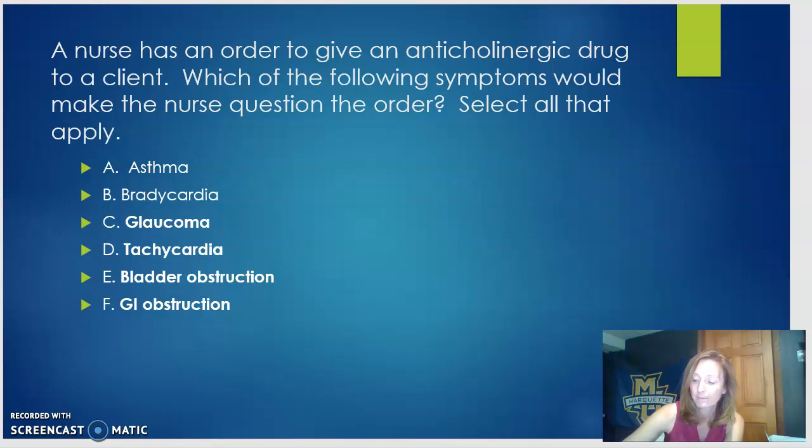Now, if someone had bladder obstruction or GI obstruction and received an anticholinergic drug, their bladder or their GI could be obstructed even further. So this would be bad. Their system would be slowed down, right? So this would further exacerbate the GI symptoms, the GI obstruction. So this would be bad. So you would want to question that order.